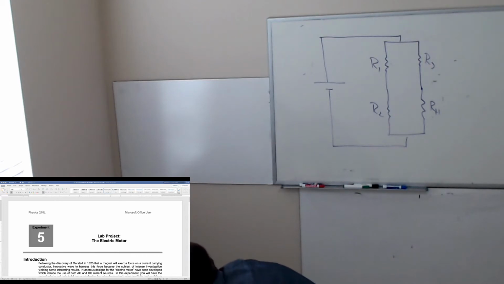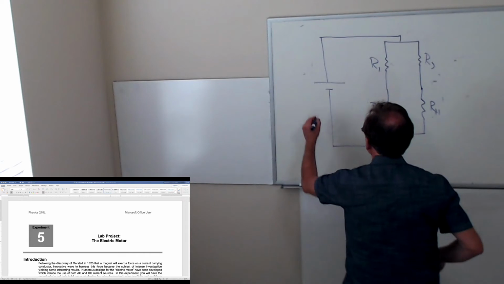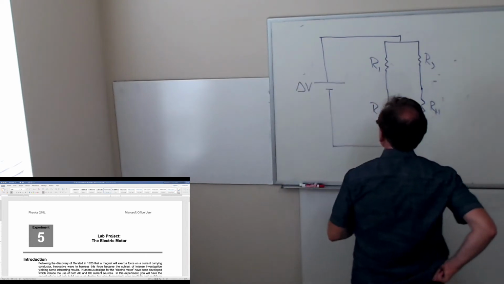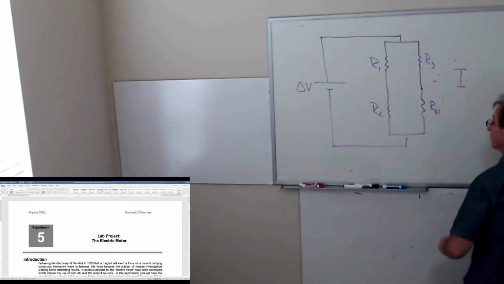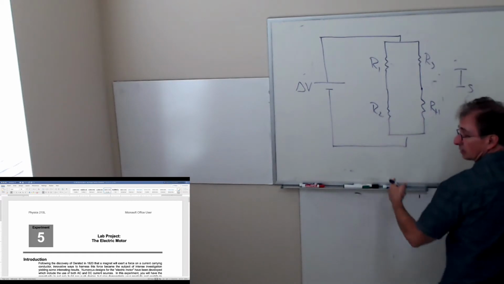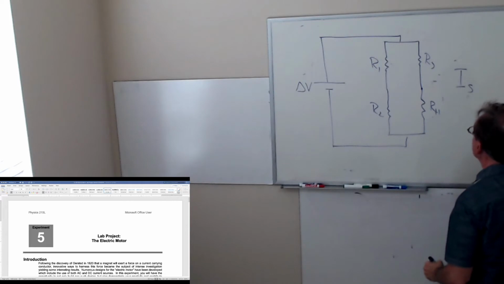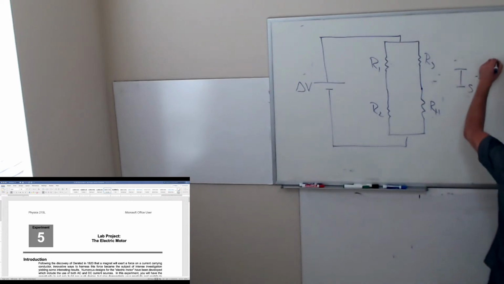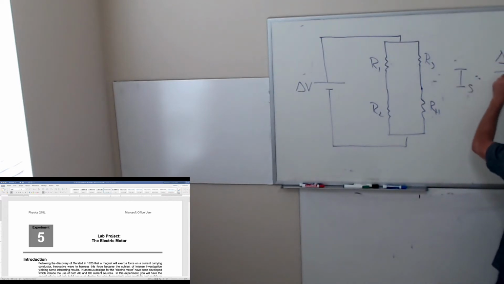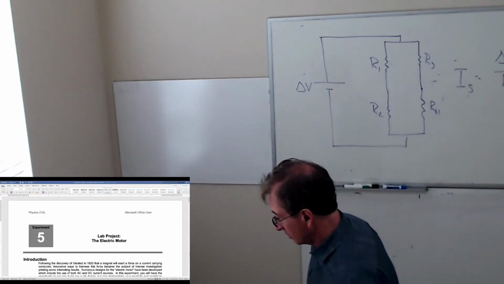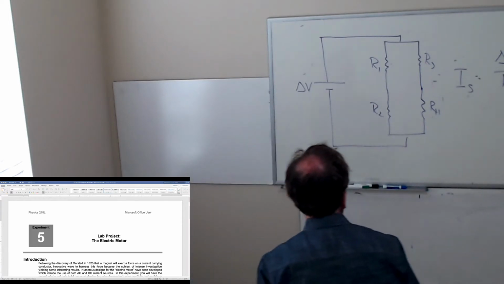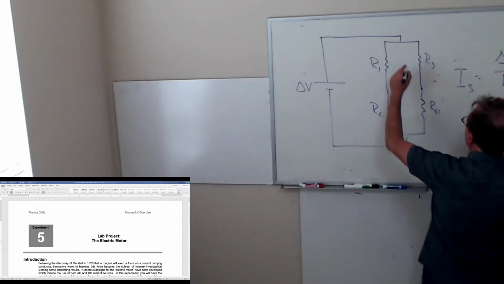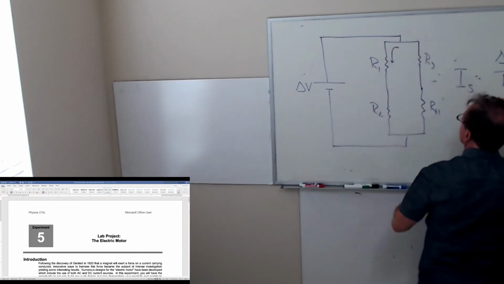Well, what you're given is this, right? You can certainly calculate the current through your circuit, right? You can calculate IS. IS is going to be what? Delta V over the equivalent resistance. And then I can derive an expression for the current through this way.